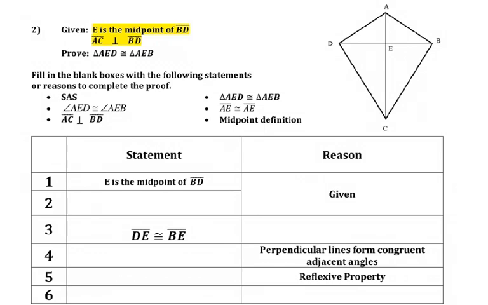And again, like I said, if there's no picture, then you would need to draw one. So it says E is the midpoint of BD. So what does that mean? What does it mean for E to be the midpoint? Think about the definition of a midpoint. It means that it's right in the middle, right?